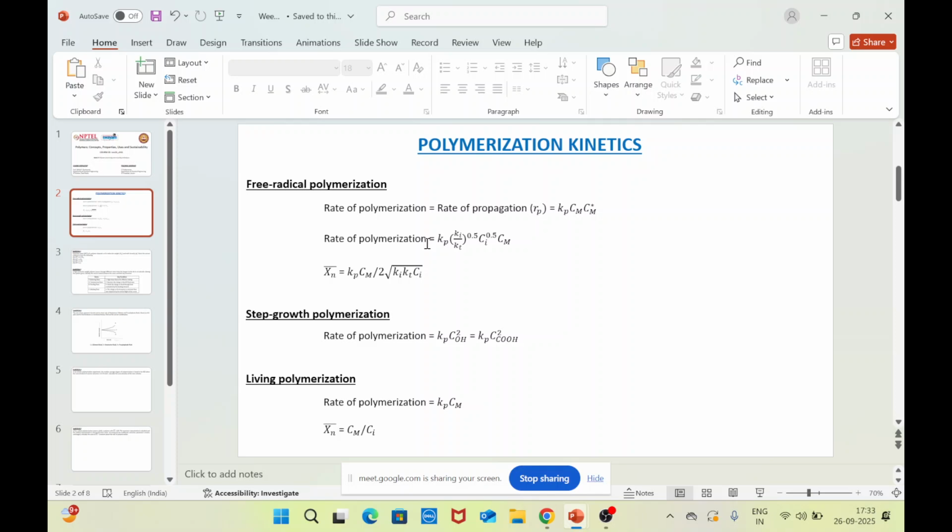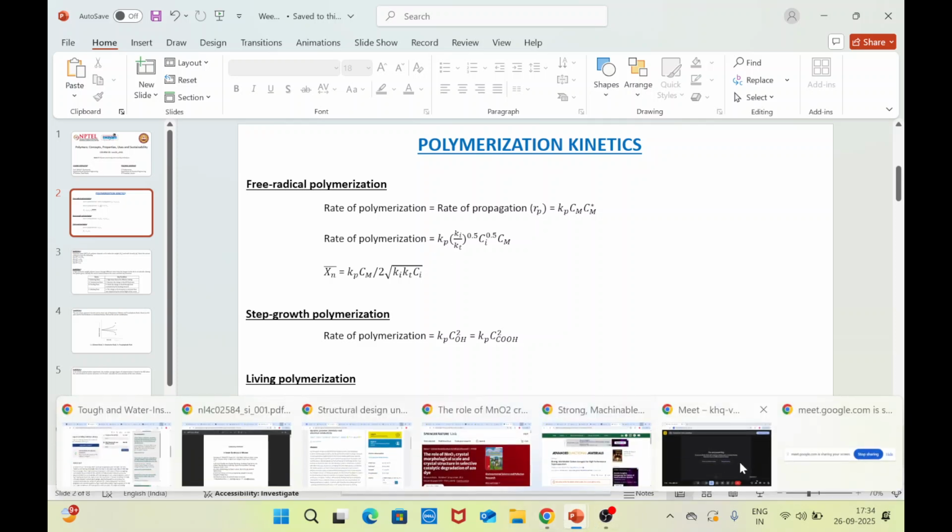So my question is, how many of you actually know how to derive this rate of polymerization based on rate of initiation and rate of termination? Yes, anyone?